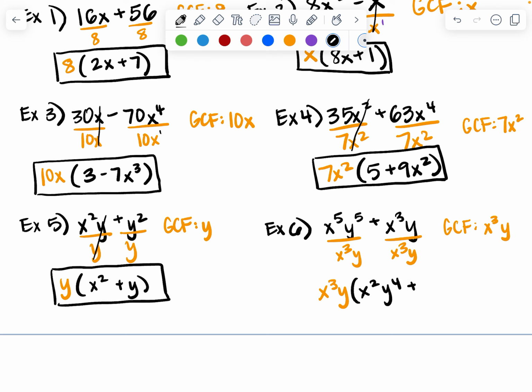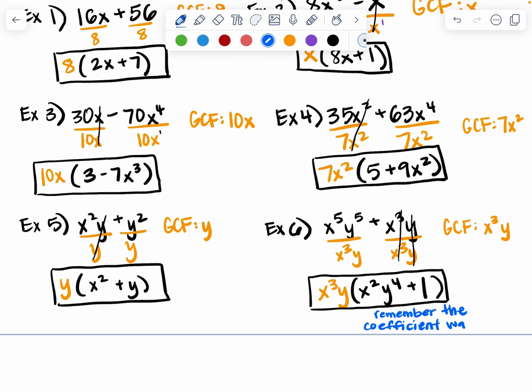Now we have both terms being the same. So 3 minus 3 is 0, and y minus y, or 1 minus 1, is 0 for y. So we're left with just the coefficient, which was 1. Make sure you don't completely leave that out. Make a note. And that's what you'll be doing in today's practice.